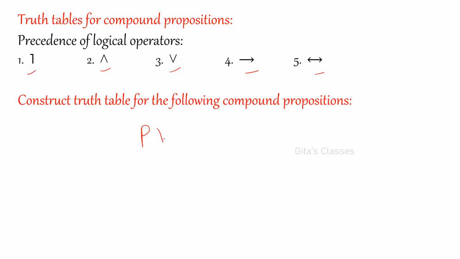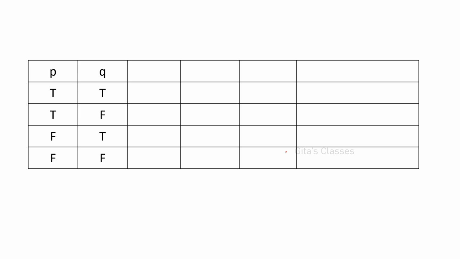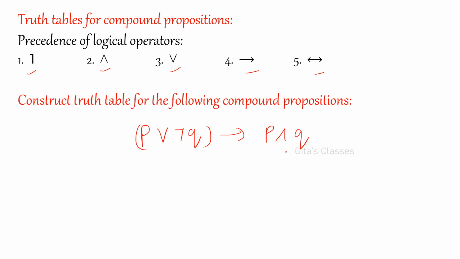P or not Q, conditional P and Q. This is the expression. Before that, I want to tell you, whenever these types of expressions are given, the first step is to count the number of variables. Here, how many variables are there? P and Q. So 2 power 2, 4 rows you will have. If there are 3 variables, 2 power 3, 8 rows should be there. So 2 power the number of variables is how many rows should be there.